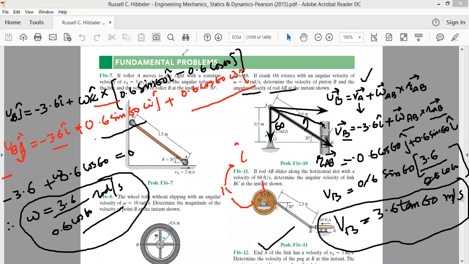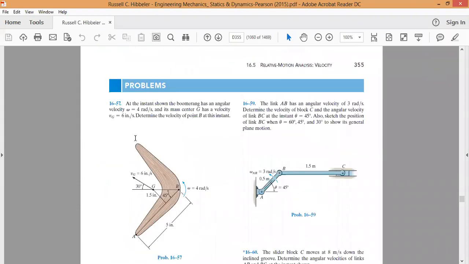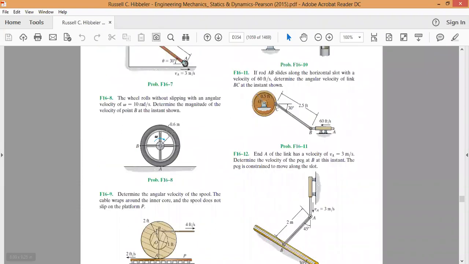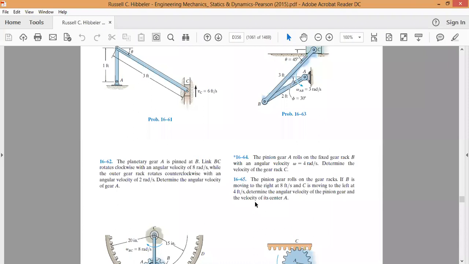This is how we are supposed to solve the rest of the questions. There are other questions of this type where we have to find the velocity of point B when we are given the velocity of another point. I request the students to solve as many questions as possible from this.